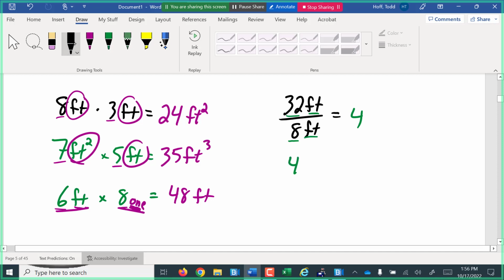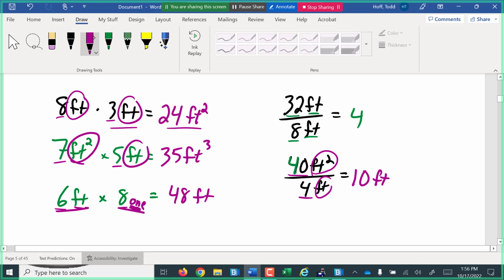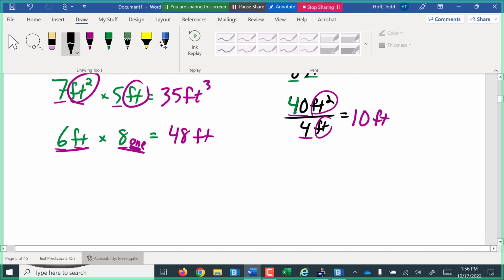But if I have 40 square feet divided by 4 feet, what's 40 divided by 4? 10. And then square feet divided by feet is just the reverse of what we had here. It gives us simply feet.